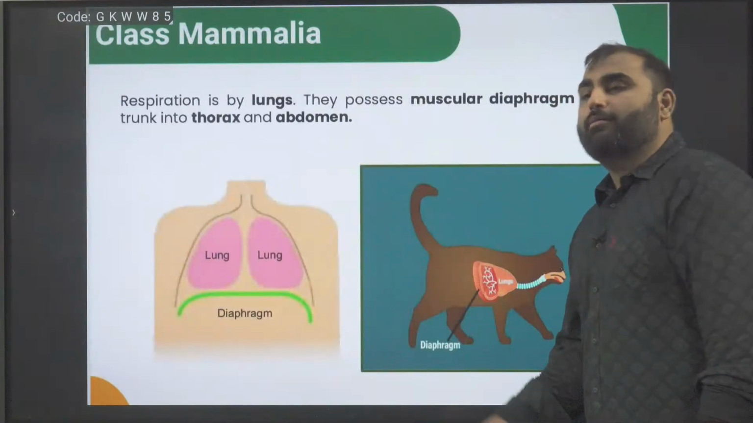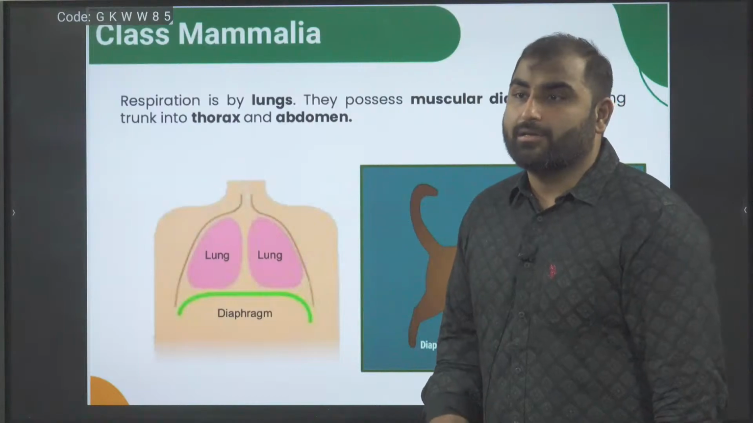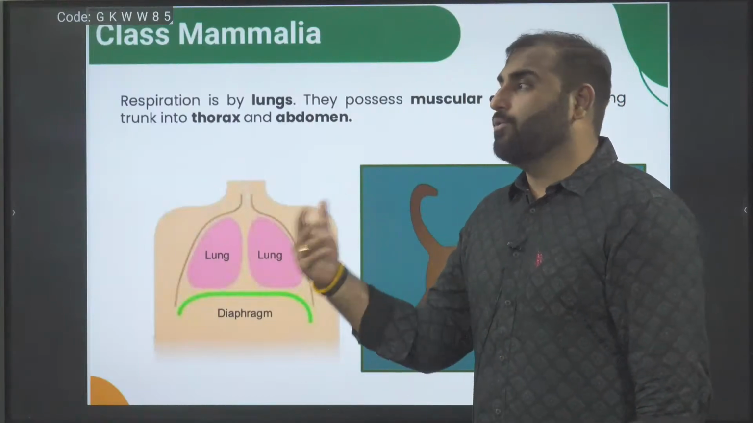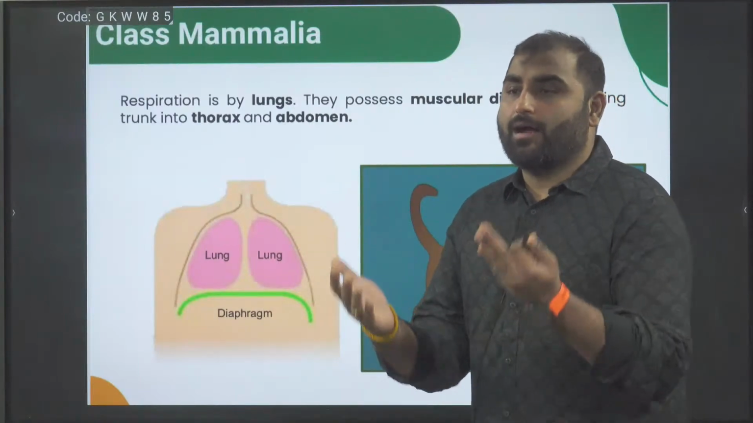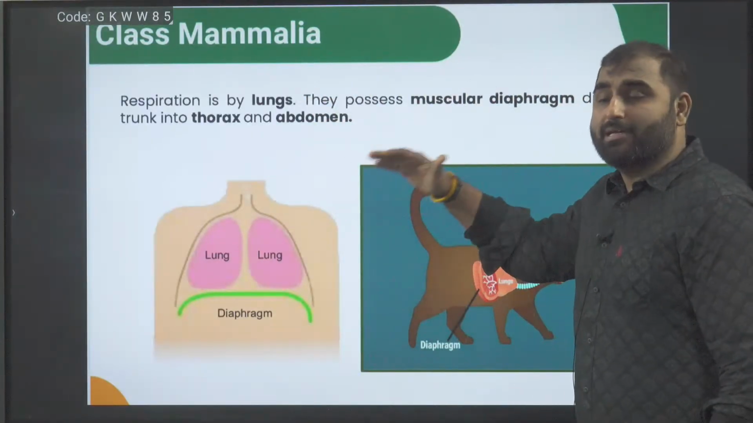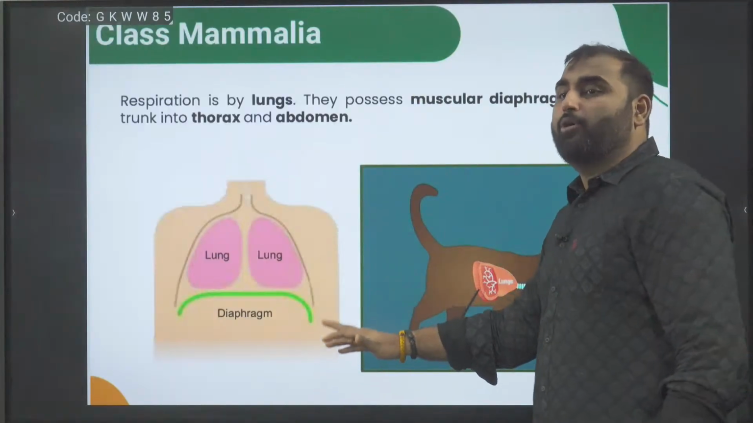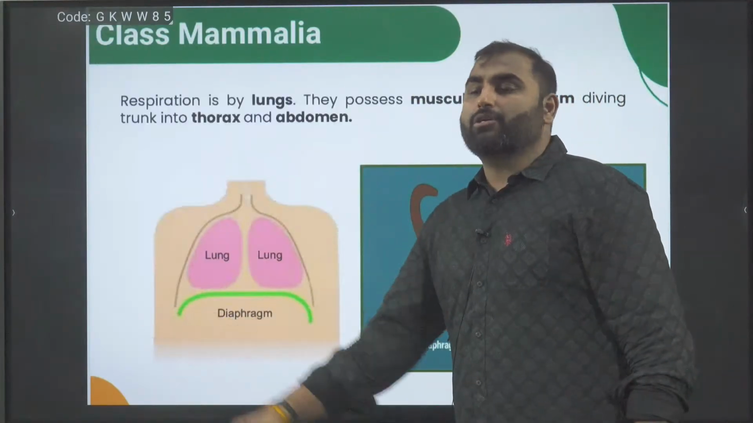Moving ahead, now talking about respiration. Respiration is only by lungs. We do only pulmonary respiration. We don't have gill respiration, or cutaneous respiration. Adult mammals only breathe via lungs. And the lungs are present in the thoracic cavity, which is separated from the abdominal cavity by a structure called a diaphragm.